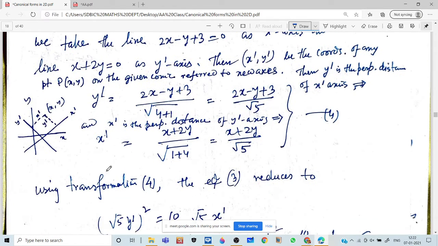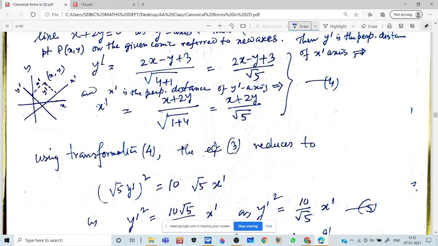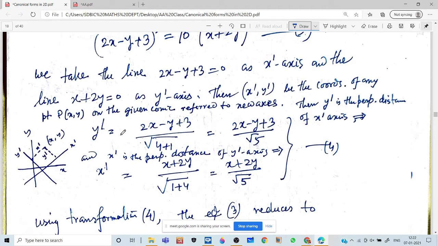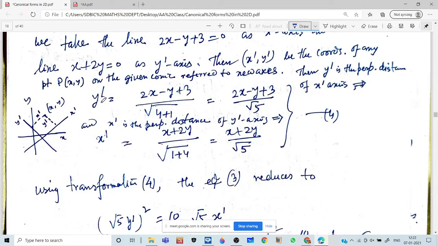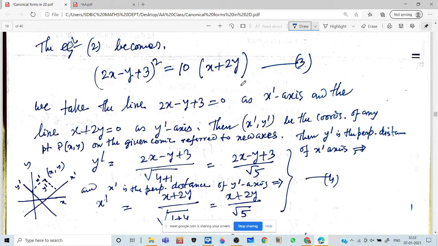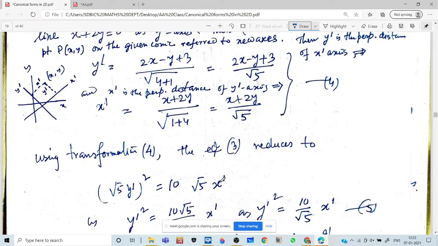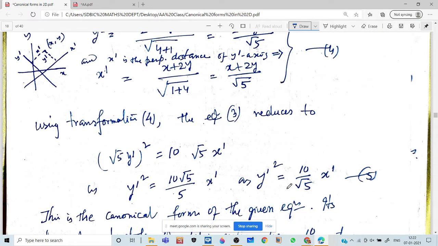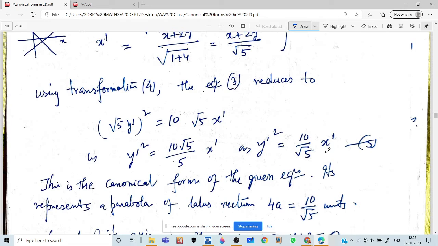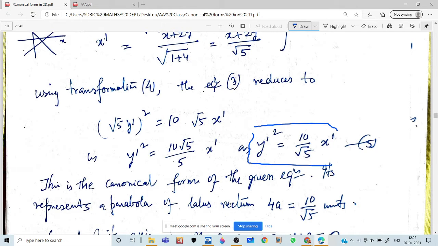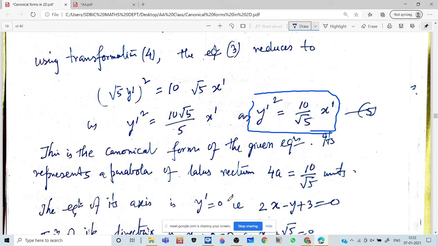So applying this transformation rule, we get this equal to root 5 into y dash, and on the right hand side, 10 into this equal to root 5 into x dash. Put this in, and after simplification we get y dash square equal to 10 by root 5 into x dash. This is the canonical form, a standard form of the given equation, which represents a parabola with latus rectum 4a.